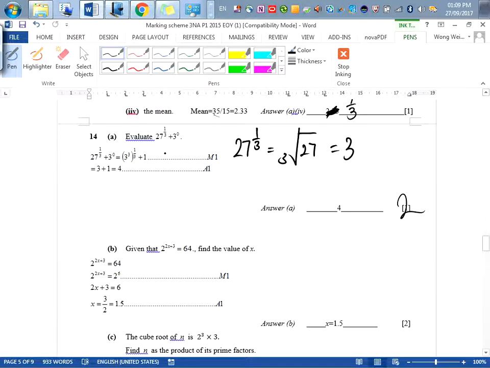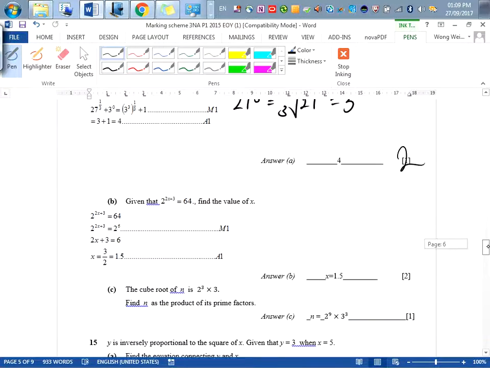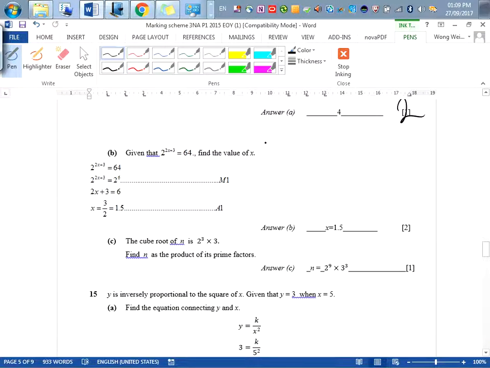Okay? Now part B, find the value of x. Finding the value of x, look at this value. I need to make it to be base 2 equals to 2 power 6. So that means 2x plus 3 equals to 6. X equals to so on and so forth, you get 1.5. Okay, 3/2 also can.